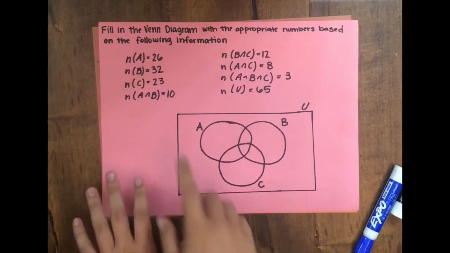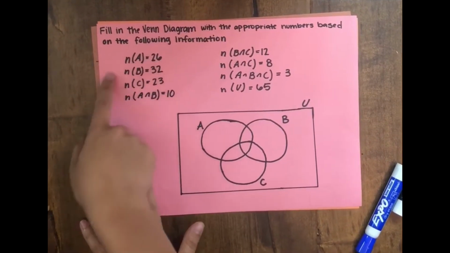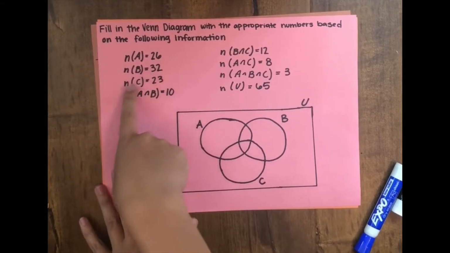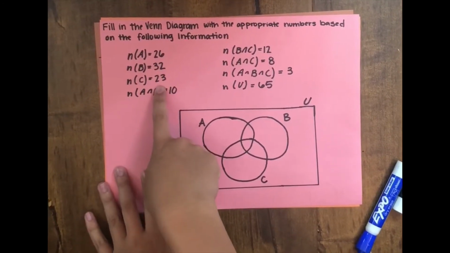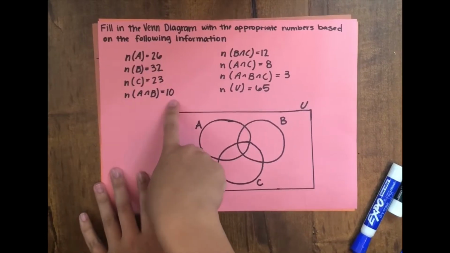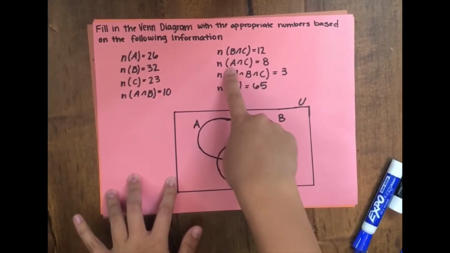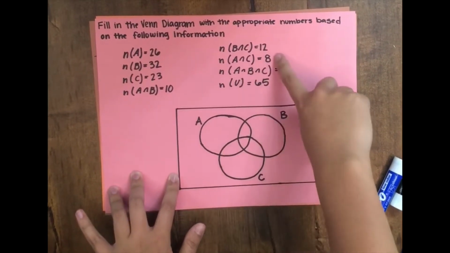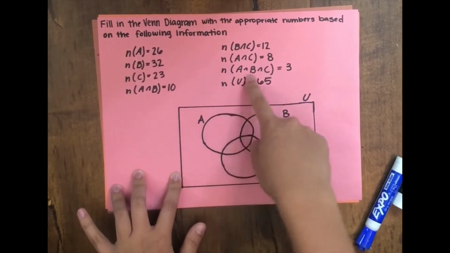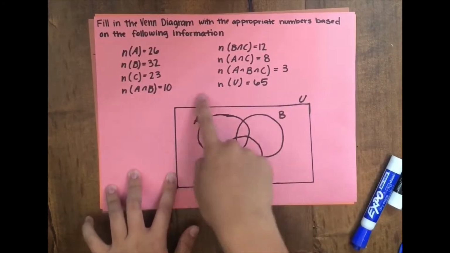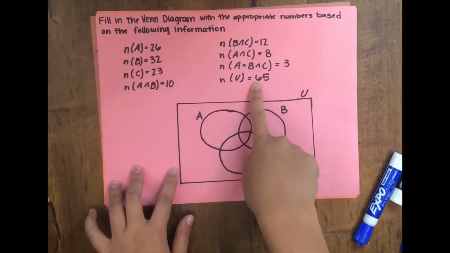So if we read through, it says A contains 26, B contains 32, C contains 23, the intersection of A and B contains 10, the intersection of B and C contains 12, the intersection of A and C contains 8, the intersection of A, B, and C contains 3, and the universal set contains 65.